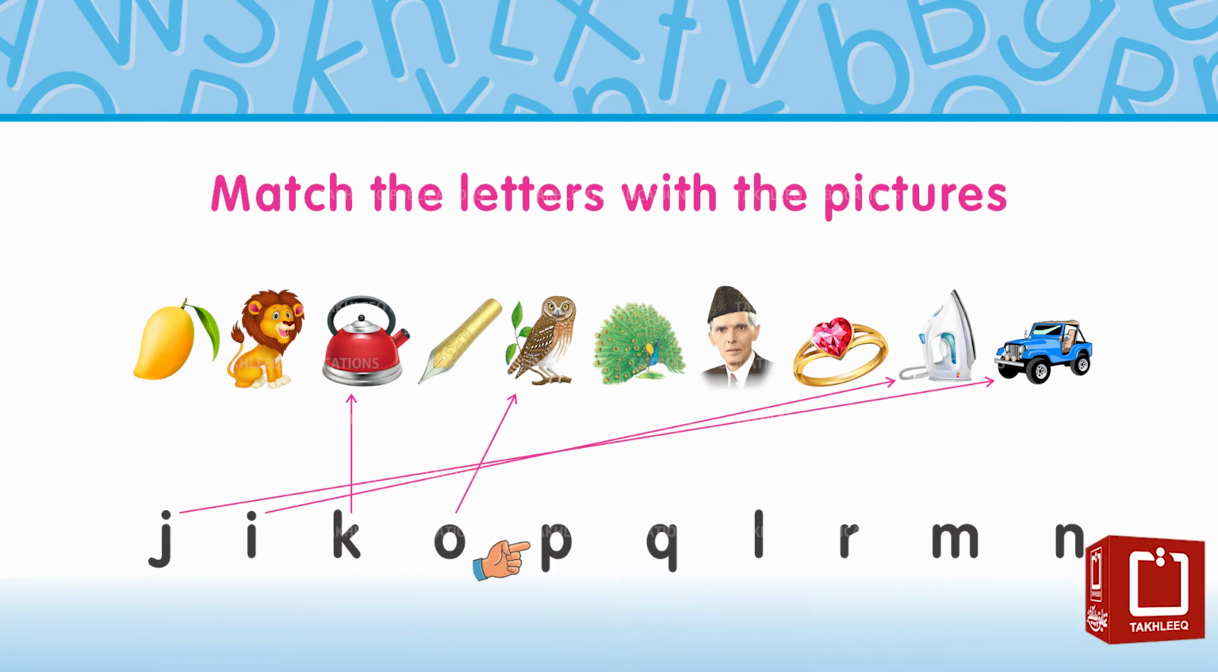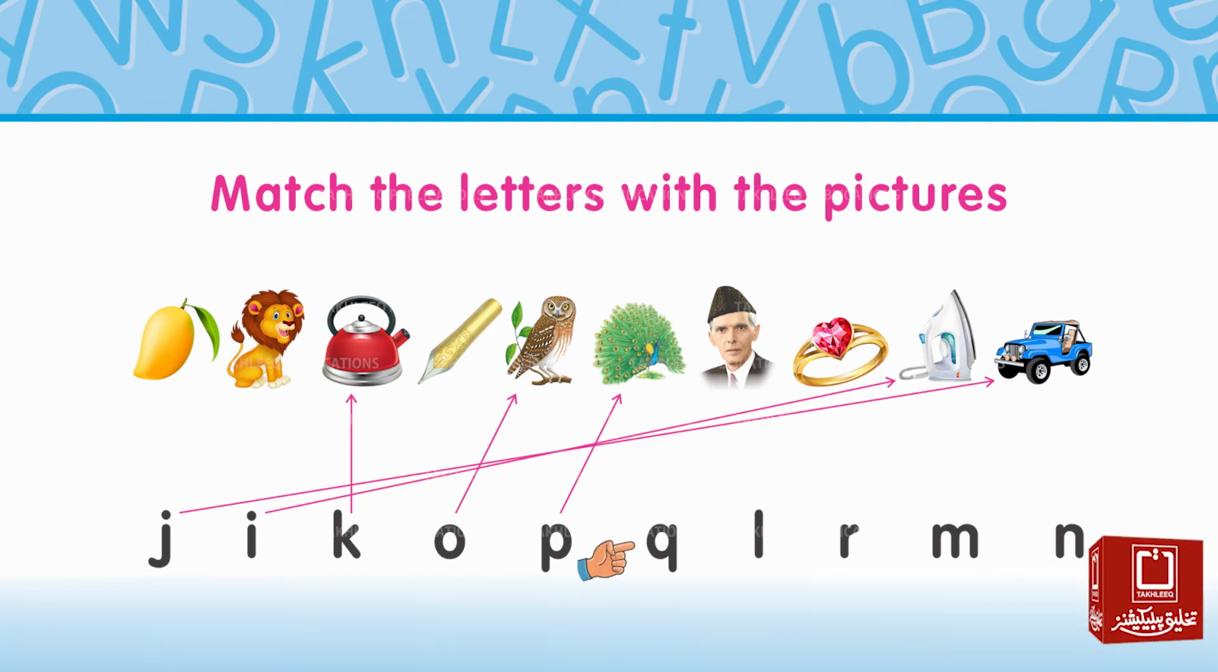P stands for peacock. Now we search the picture of a peacock. Mango, lion, cattle, nib, owl, peacock. This is the picture of a peacock. So we match P with the picture of a peacock.